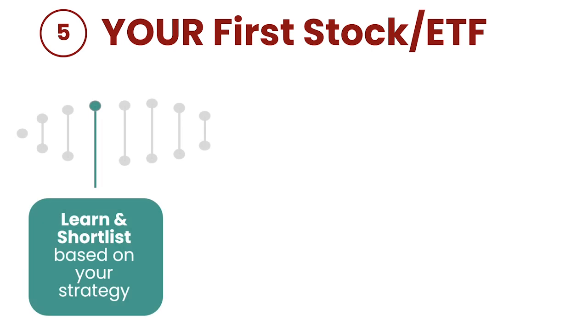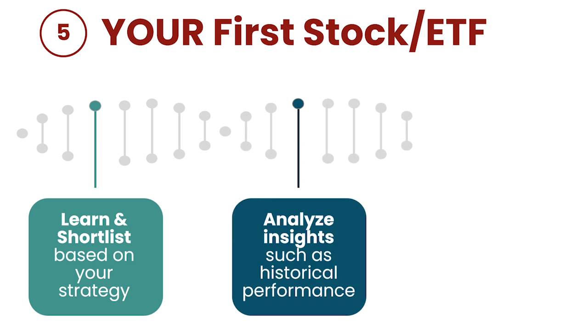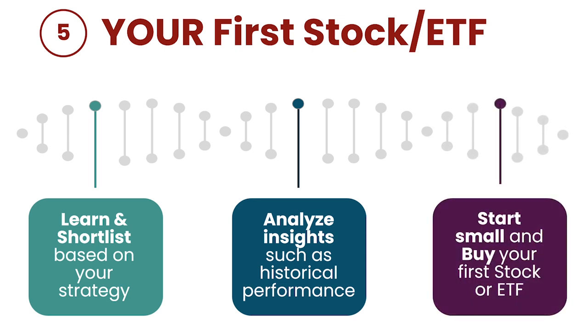Now let's move on to our fifth pillar, choosing your first stock or ETF. There are 3 steps that you need to be mindful of. First, learn and shortlist based on your strategy, the strategy that we defined earlier. Then analyze insights based on the ETFs that you choose, such as historical performance. And then start small and buy your first stocks or ETFs.